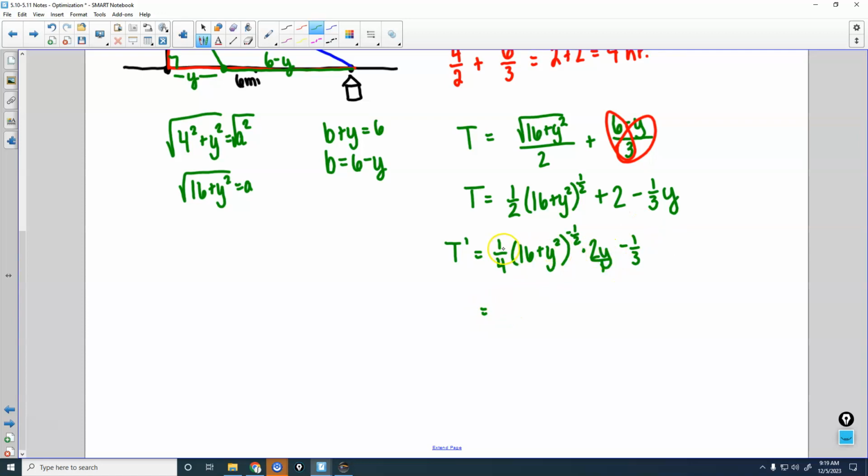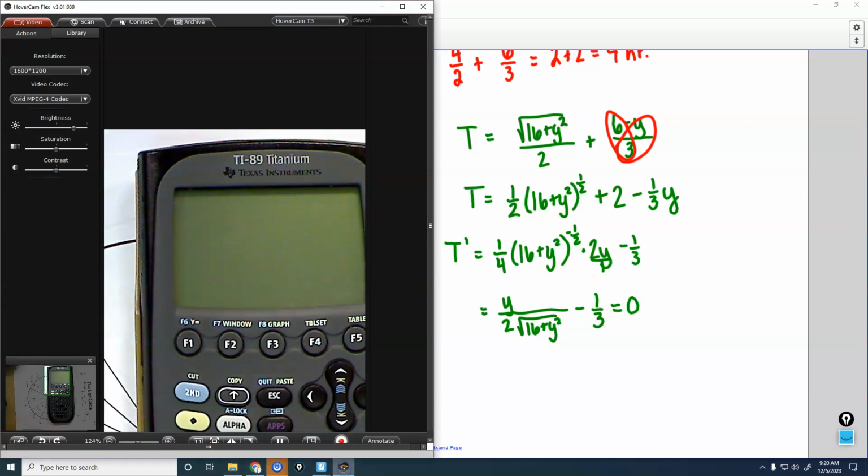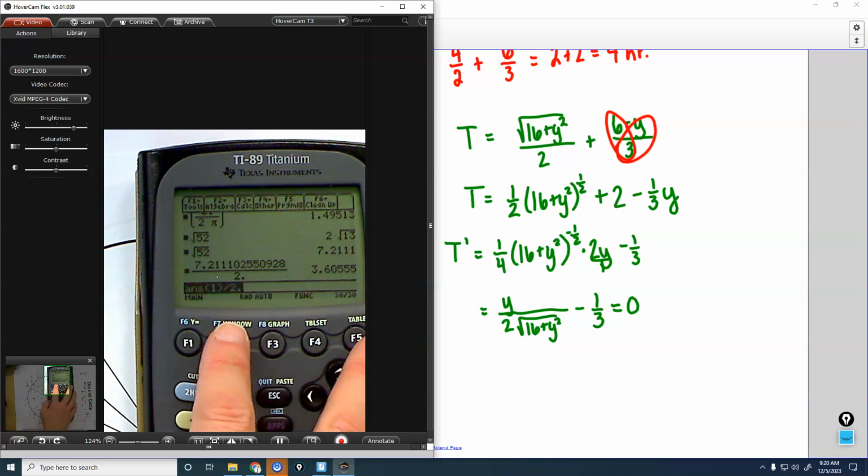So if we clean this up just a little bit, the 2y is like it's over 1. So the 1/4 and the 2y give us y over 2, and then we can send this back down to the bottom. We get y over 2 square root of 16 plus y squared, minus 1/3. I think we're going to use our calculator from here. It could be done, but it's not going to be much fun. So we're going to set that equal to 0. We are going to grab the calculator for that, and hopefully it will solve it for us.